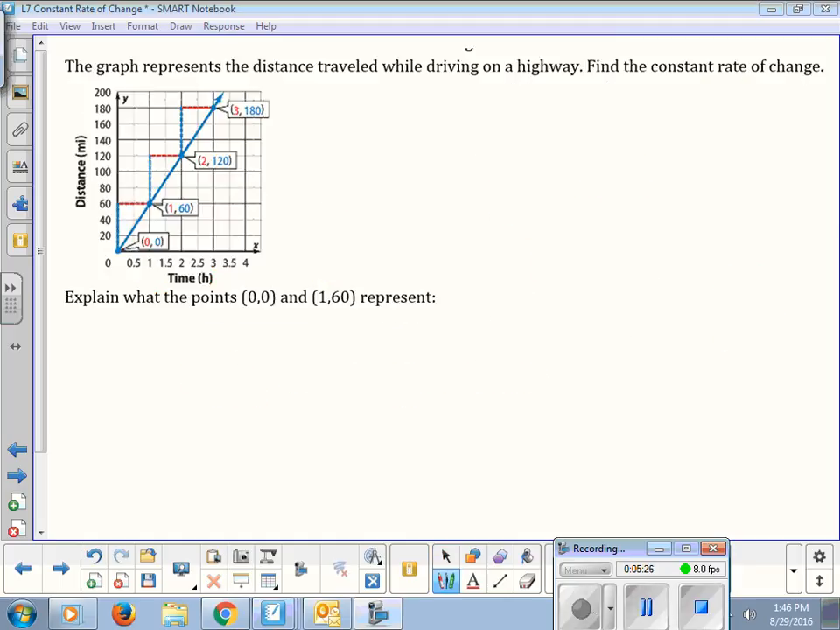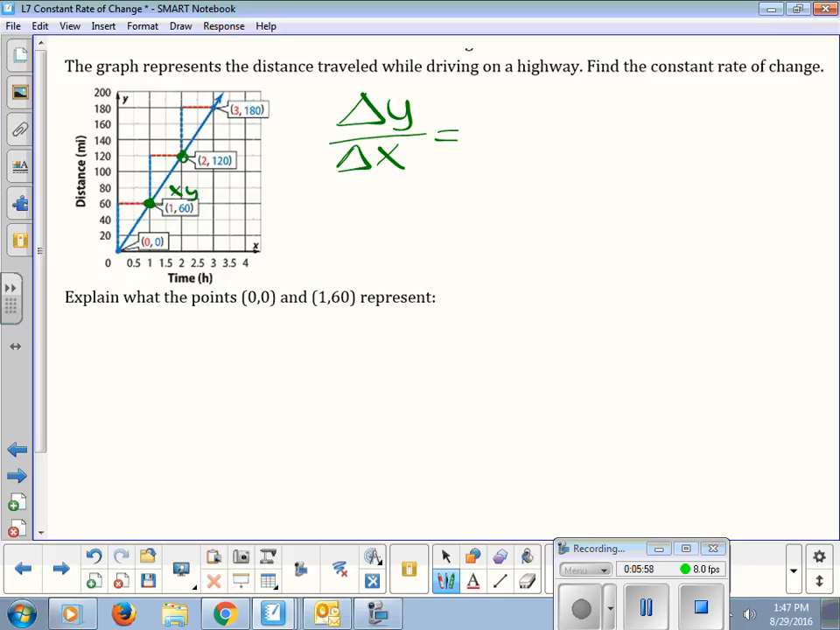Okay, we can also use a graph to find our unit rate. The graph represents the distance traveled by driving on a highway. Find the constant rate of change. We're going to choose 2 points. And remember, we're doing change in y over change in x. So I'm going to just choose 2 points. I'll choose this one and this one. When I start, I'm going to start to the left. Right here, what is my y value?